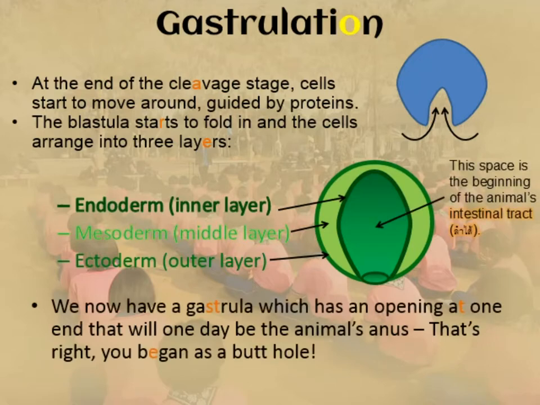And the opening at one end of the gastrula, in mammals at least, will one day become the animal's anus, which means that yes, you did indeed begin as a butthole. And that space inside the gastrula is the beginning of the intestinal tract. That is one day where the mouth and the stomach and all of the rest of the intestinal parts will be.